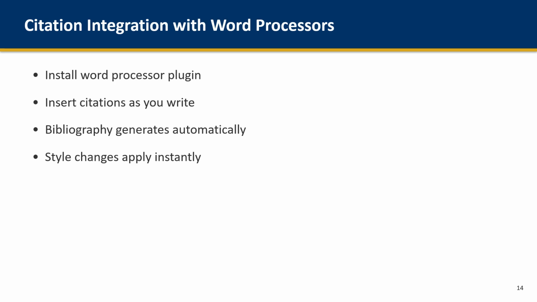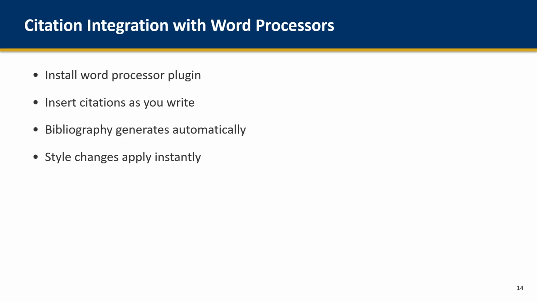Your bibliography generates automatically based on inserted citations. As you add citations to your document, the reference list updates. If you remove a citation, the bibliography adjusts. This eliminates the mismatch errors that plague manually maintained bibliographies.